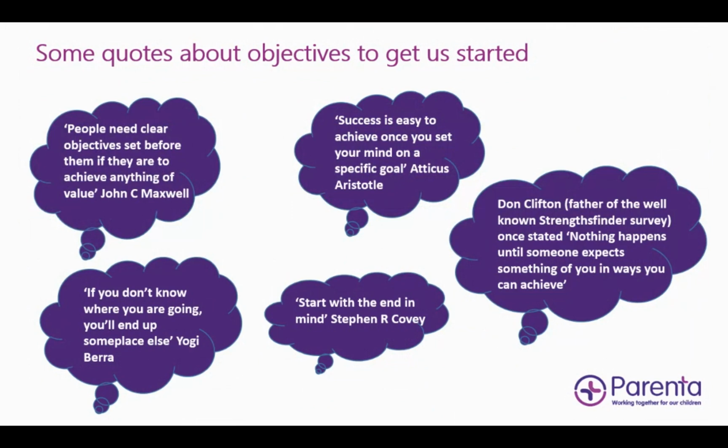The next one over, slightly older, from Aristotle. Success is easy to achieve once you set your mind on a specific goal. So this, I think, is telling us that it's really easy to achieve something if we have a really specific goal in mind. So if we know what it is that we want to achieve, it's really easy to achieve that.